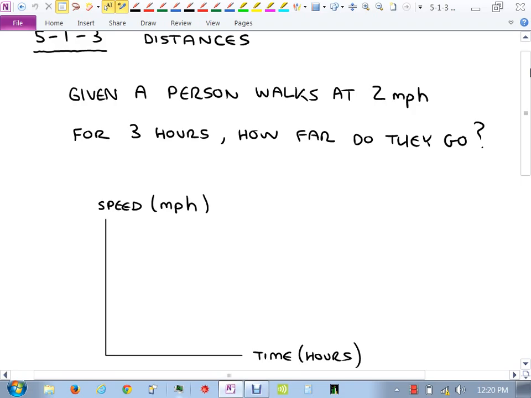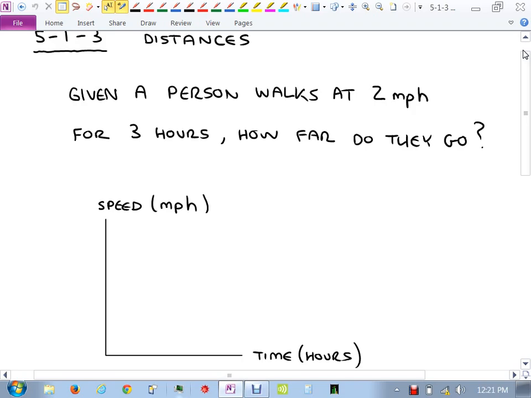Given a person walks at 2 miles per hour for 3 hours, how far do they go? 6 miles, right? The time is 3 hours. Their speed is 2 miles per hour. Let's graph this situation.